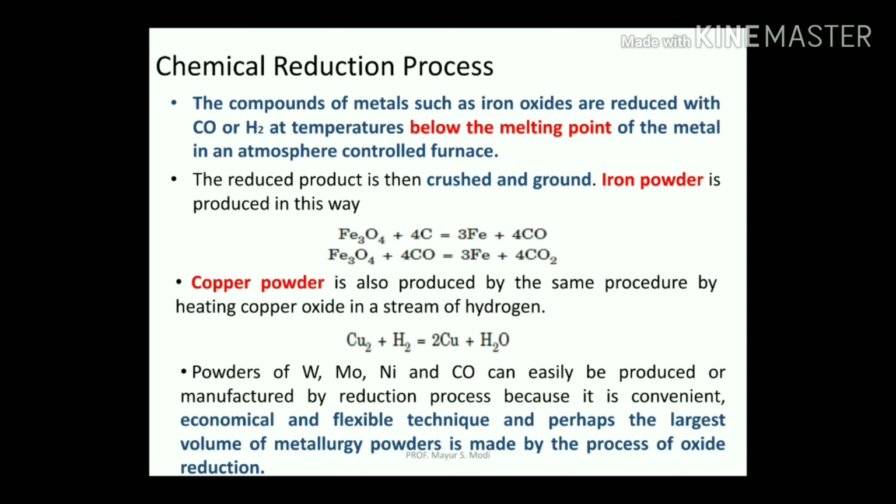Powders of vanadium, molybdenum, nickel and cobalt can be easily manufactured by the reduction process because it is a convenient, economical and flexible technique, and perhaps the largest volume of metallurgy powder is made by the oxide reduction process.